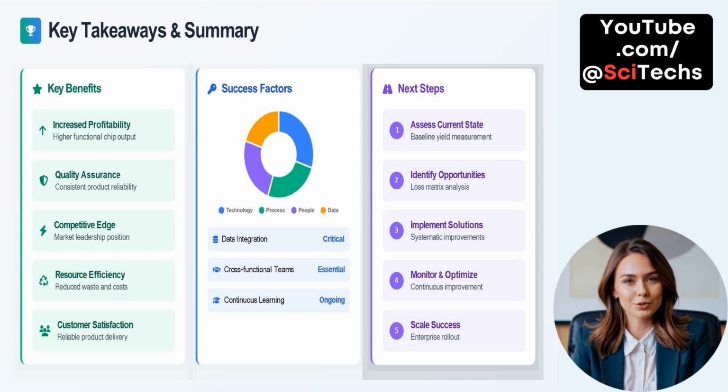Success relies on 4 critical factors: technology, process, people, and data. Among these, data integration is critical for informed decision-making. Cross-functional teams are essential, combining expertise from engineering, operations, and quality. Continuous learning is an ongoing priority as the industry evolves rapidly. To move forward, the next steps include assessing the current state using baseline yield measurements, identifying opportunities through loss matrix analysis, implementing solutions for systematic improvement, monitoring and optimizing performance, and finally, scaling success through enterprise-wide rollout.